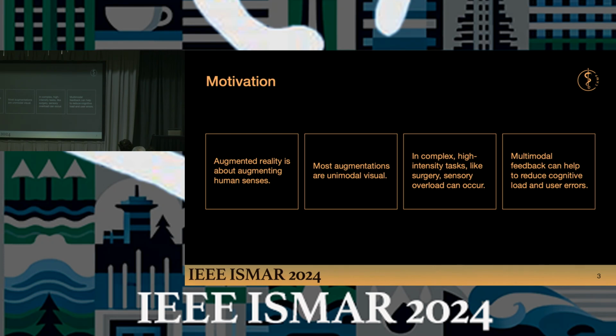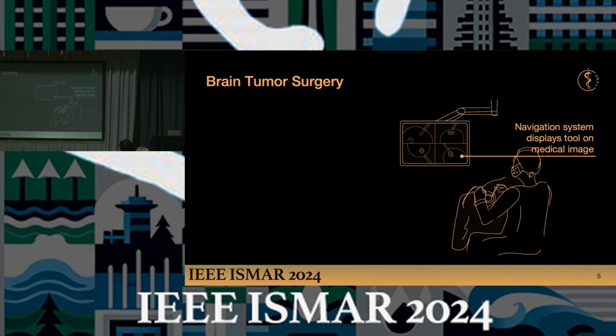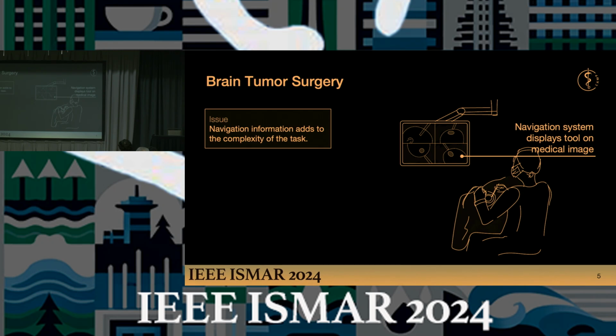So let's take a look at the example of brain tumor surgery. Here, for example, we see a surgeon operating on the open brain. So he or she can see the surface of the tissue, but cannot see beyond the surface and see, for example, where the tumor might be. And this is why navigation systems have been introduced to display the location of the tool in relation to the underlying anatomy. But this information presents additional complexity to the task, because this information is spatially located in a different place, so they have to keep looking back and forth, and they have to perform mental mapping in order to see it in the first-person view.